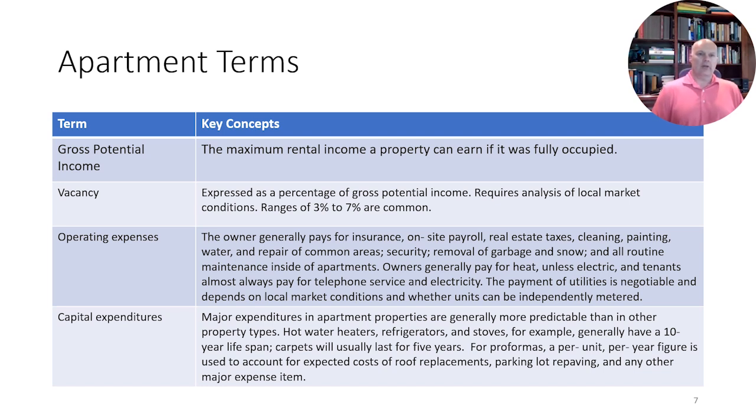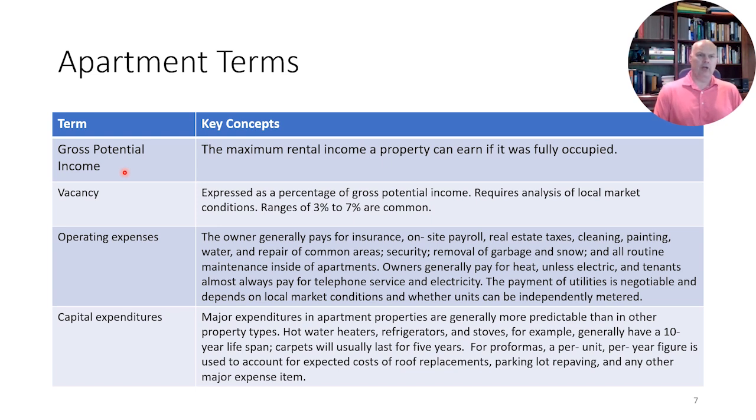All right, now let's talk about some more terms that are applicable to the income statement. And a lot of these terms aren't only for apartment property type, but for the rest of the other property types. So there's a concept or a term called GPI, which stands for gross potential income. You also might hear GPR, which is gross potential revenue. So this is the maximum rental income a property can earn if it's fully occupied.